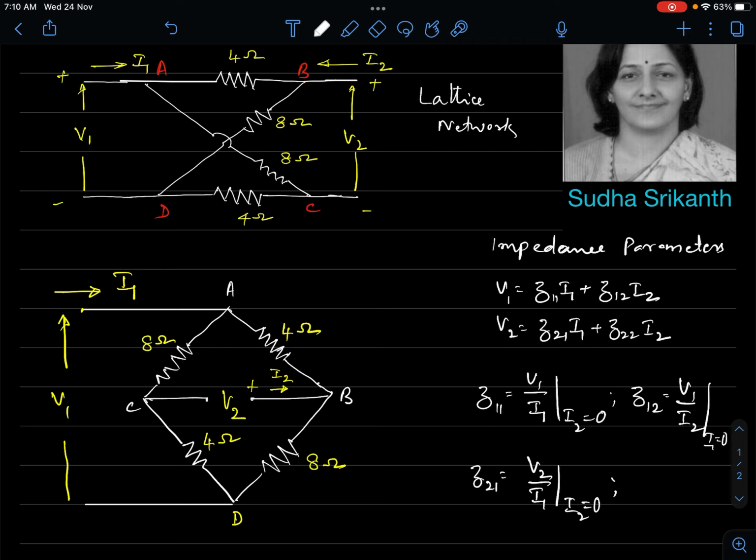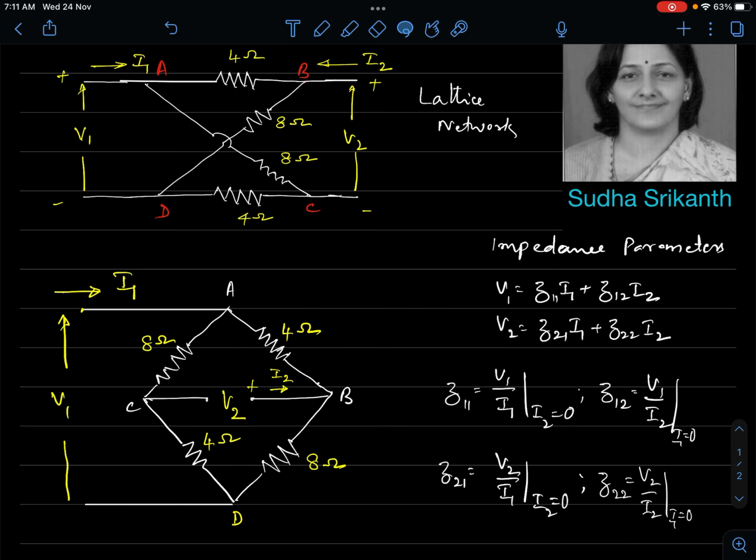So when you make the output port open, in other words, there is no current I2 in the output port, we get two parameters, Z11 and Z21. And when we make the input port open, we get two other parameters, that is Z12 and Z22. Z22 is V2 to I2 with I1 0. Alright, so this is how we write it. So this is how we define.